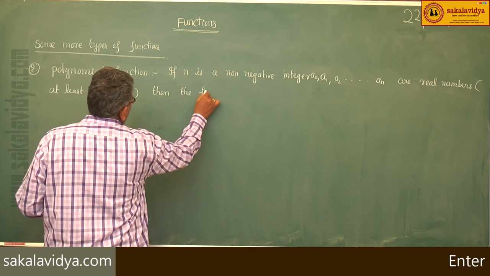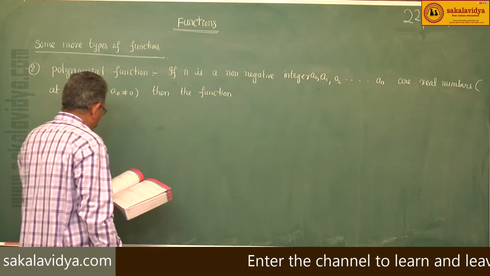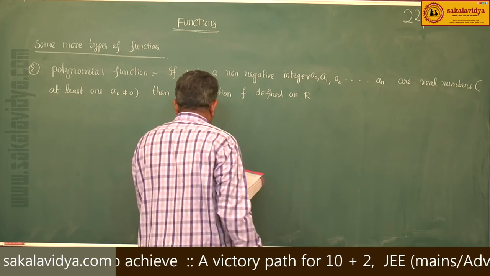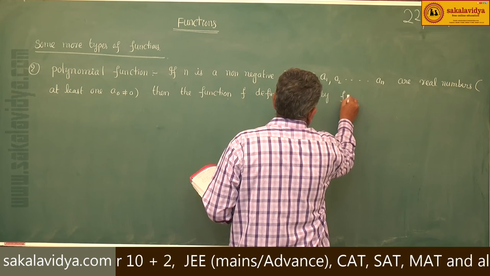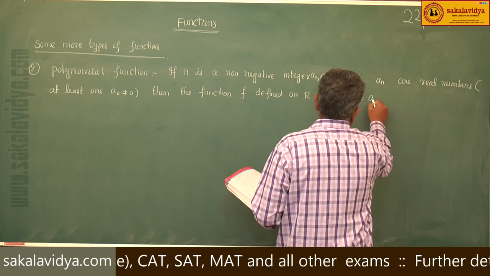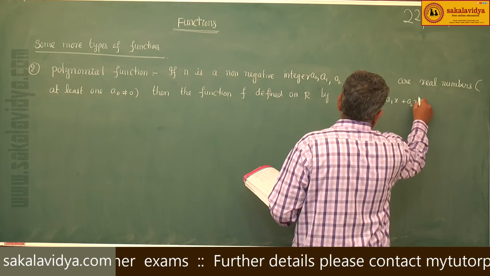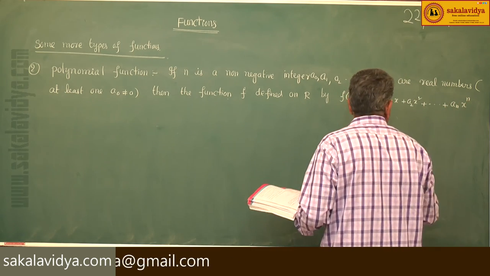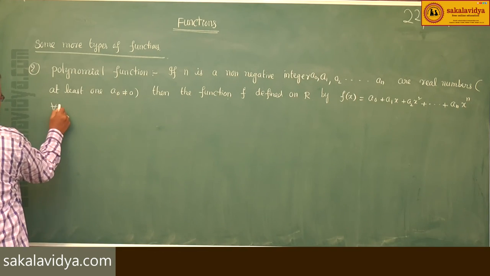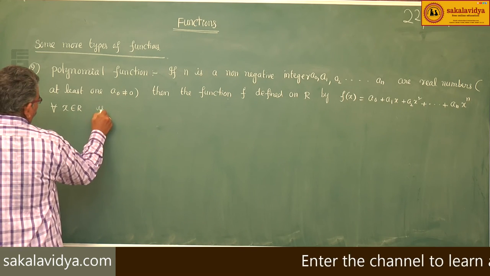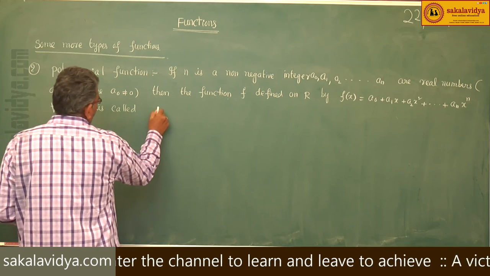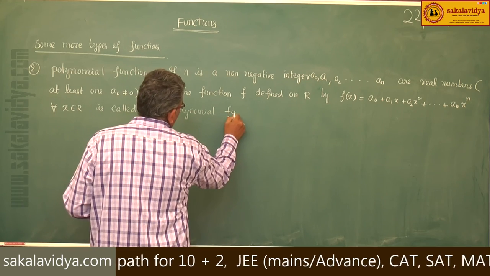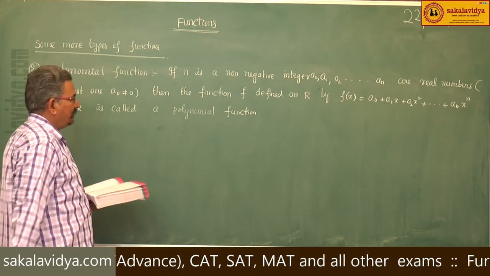the function f defined on real numbers by f of x is equal to a0 plus a1x plus a2x square and so on plus an x to the power of n for every x belongs to R is called a polynomial function. If it is equated to 0, it is a polynomial equation.